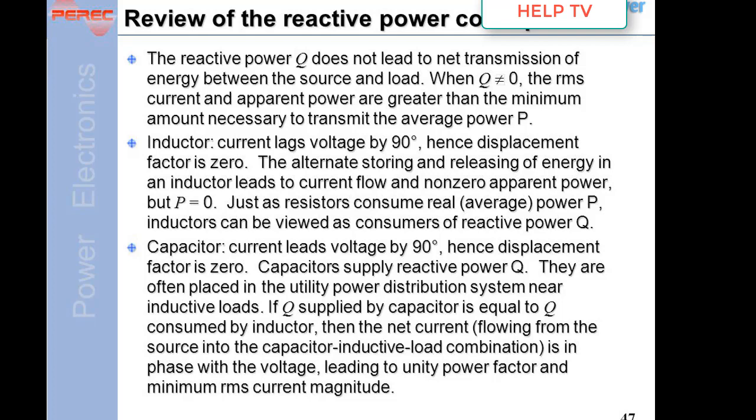Capacitor: current leads voltage by 90 degrees, hence displacement factor is 0. Capacitors supply reactive power Q. They are often placed in the utility power distribution system near inductive loads. If Q supplied by the capacitor is equal to Q consumed by the inductor, then the net current flowing from the source into the capacitor-inductive load combination is in phase with the voltage, leading to unity power factor and minimum RMS current magnitude.